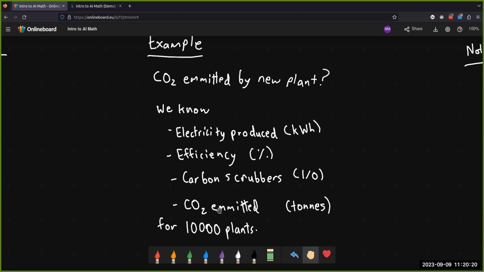Finally, for each of these 10,000 plants, we know how much CO2 they emit because they're plants that we already own. They're out there in the world. We don't need to make a prediction about them. One useful thing that I'll do for this data is note that these variables are the useful information we have about plants that is related to CO2 emissions.